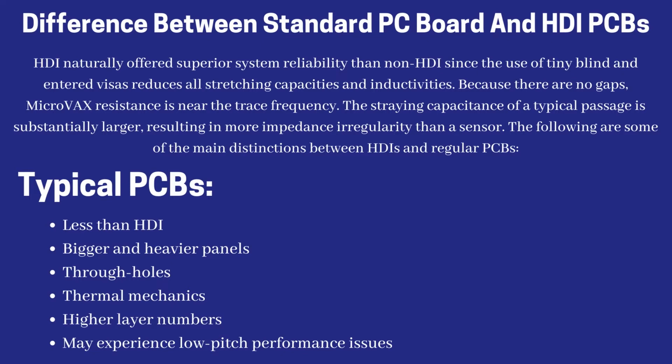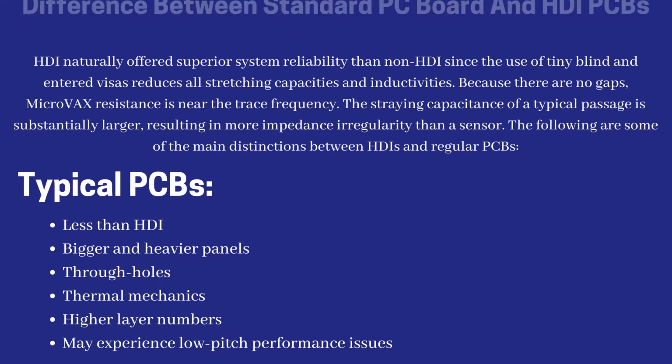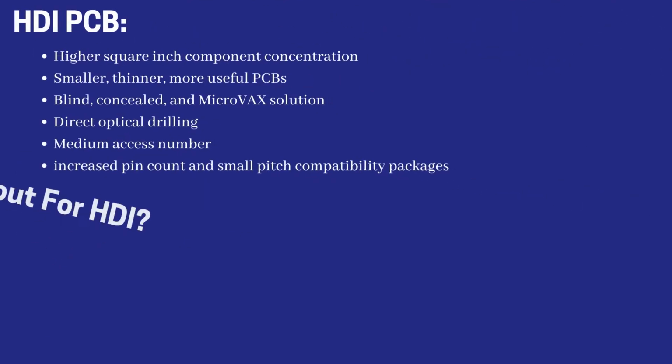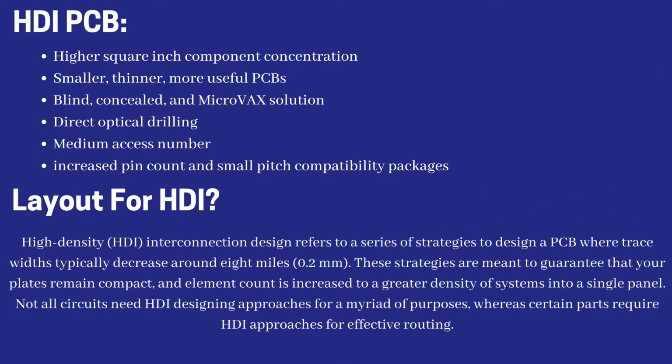The following are some of the main distinctions between HDIs and regular PCBs. Typical PCBs: less than HDI, bigger and heavier panels, through holes, thermal mechanics. Higher layer numbers may experience low pitch performance issues. HDI PCB: higher square inch component concentration. Smaller, thinner, more useful PCBs. Blind, concealed, and microvia solution. Direct laser drilling. Medium access number, increased pin count and small pitch compatibility packages.